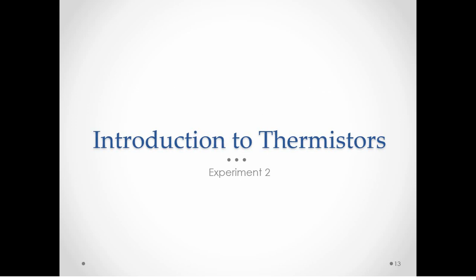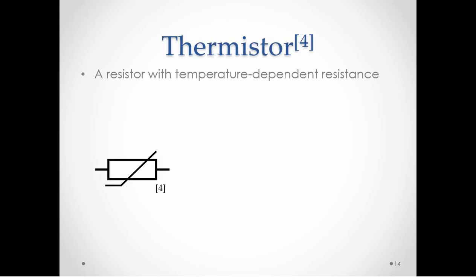First, an introduction to thermistors. The word thermistor is a combination of thermal and resistor. A thermistor is a passive element used in electrical circuits. It is a resistor, but the value of its resistance is temperature dependent. The circuit symbol for the thermistor is provided below.